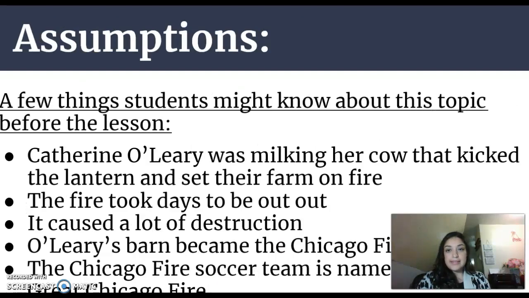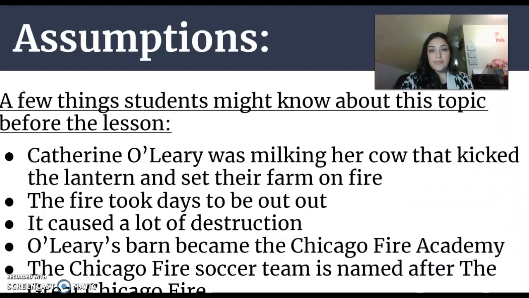And lastly, some assumptions that students may have. A few things students might know about this topic before the lesson would be Catherine O'Leary was milking her cow that kicked the lantern and set the farm on fire. The fire took days to be out. The fire also caused a lot of destruction. O'Leary's barn became the Chicago Fire Academy. The Chicago Fire soccer team is named after the Great Chicago Fire.